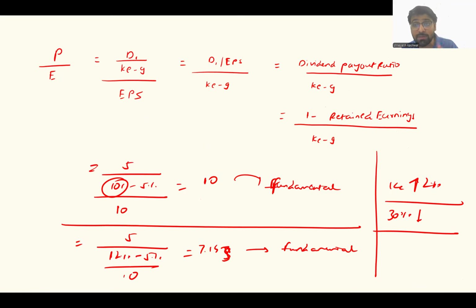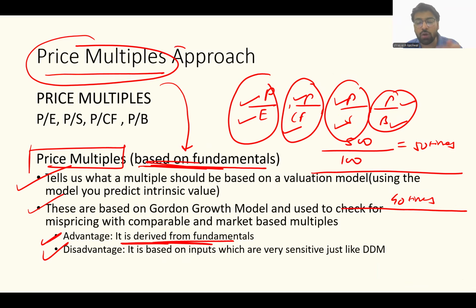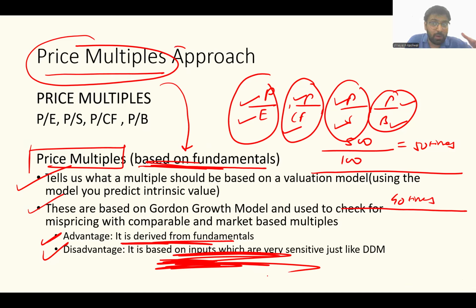That means, sir, I have to be very, very careful in order to estimate what my KE should be, to estimate what my G should be. Because even if I get it wrong by 1%, 2%, my P to E ratio would change by a massive amount. 30% right here. And that is what I mean by the disadvantage of the P to E ratio which is based on fundamentals, because it is very sensitive to its inputs. Even if the inputs changed by 1%, ultimately, sir, my P to E ratio would change by a massive amount. And that is what your price multiple based on fundamentals is.